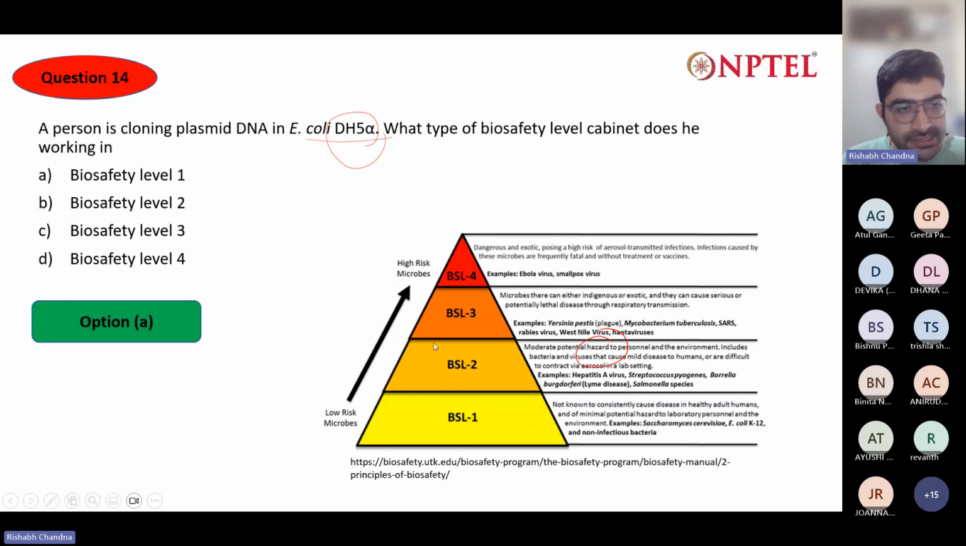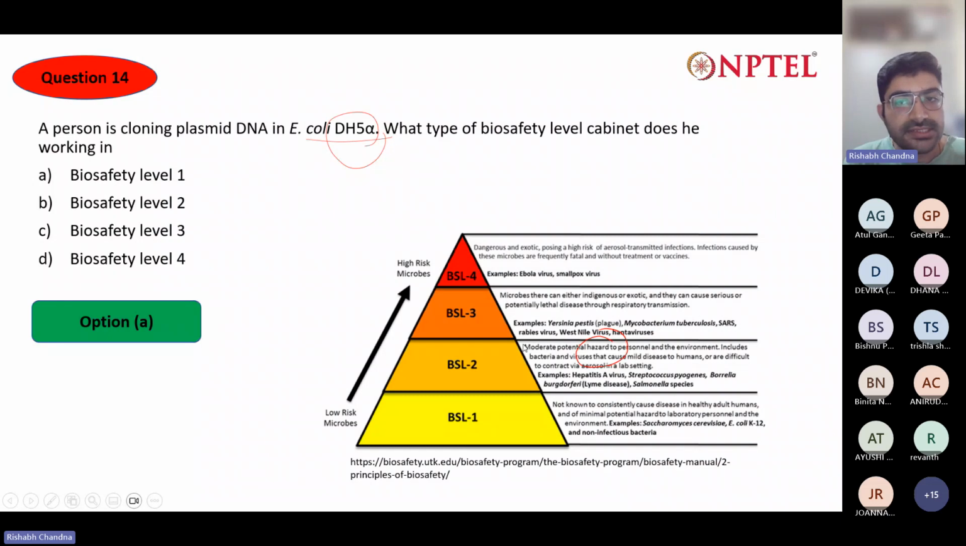Now, in case of BSL2, there is some risk. They can be potentially hazardous to the environment or the person that is working with them. So we put those cases in BSL2. For example, Salmonella species, because they can be infectious as well as non-infectious. So we don't know what species we are working with if we are isolating some new organism. In that case, we'll be working with BSL2. Okay.